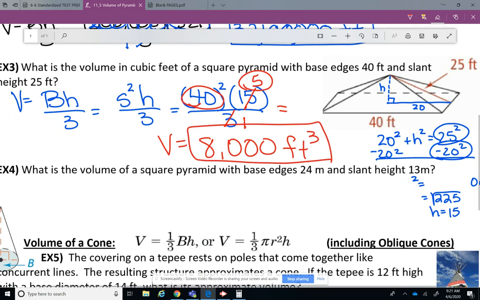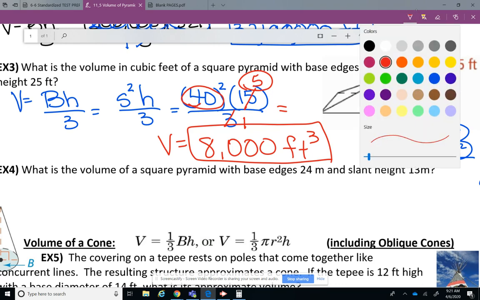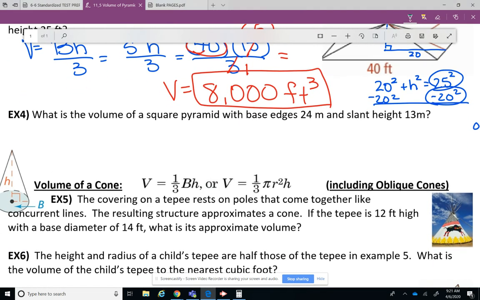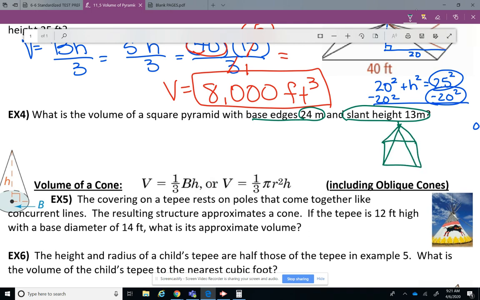All right, let me erase this part down here. Remember, pause as needed. I'm going to go to the next one. What is the volume of a square pyramid that has the base edges of 24 and a slant height of 13? So I'm going to do a little picture here, a little sketch.